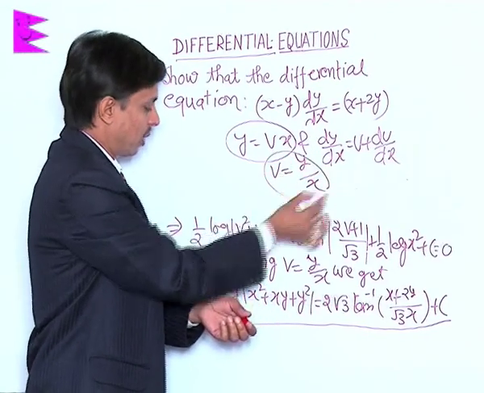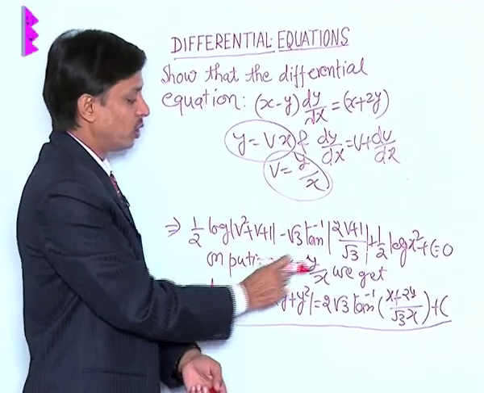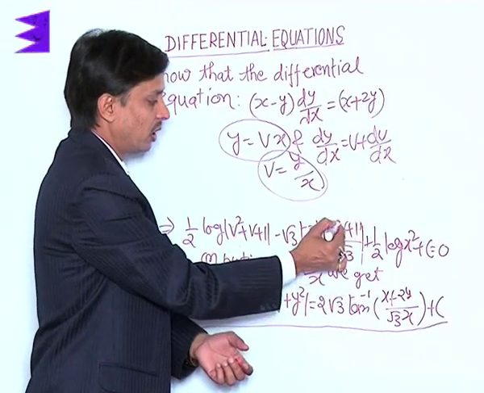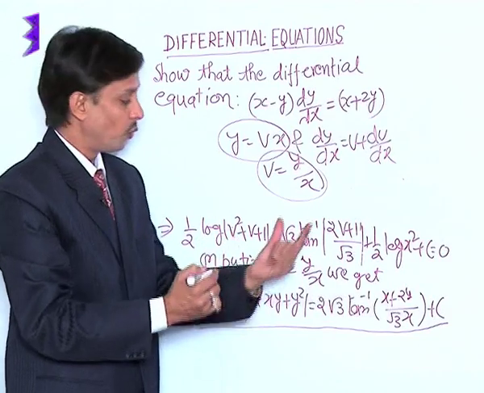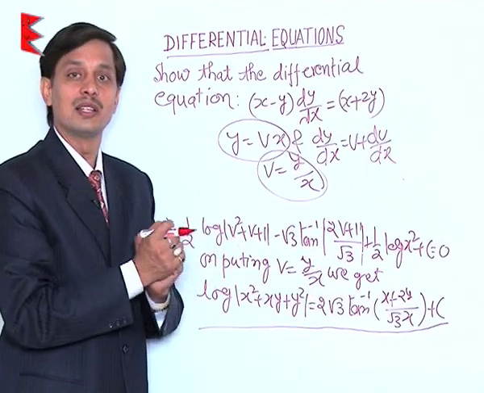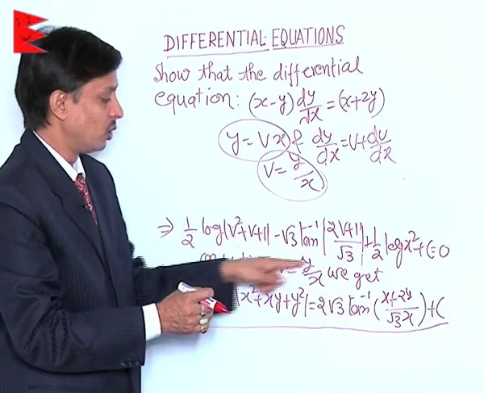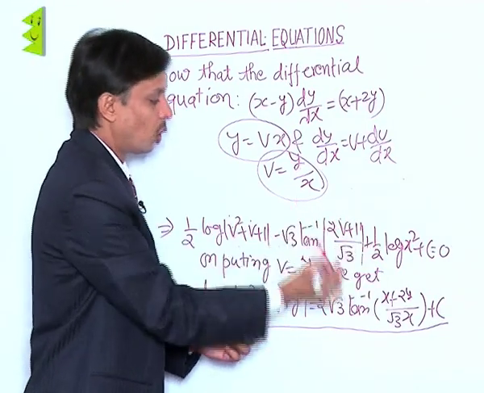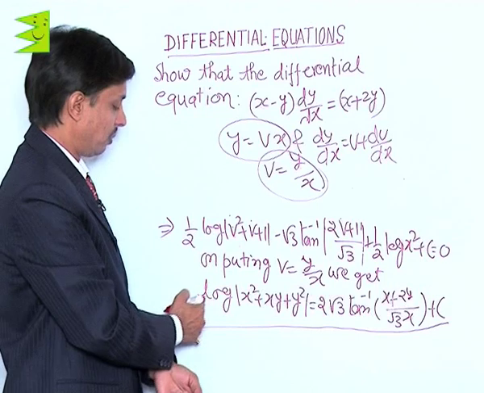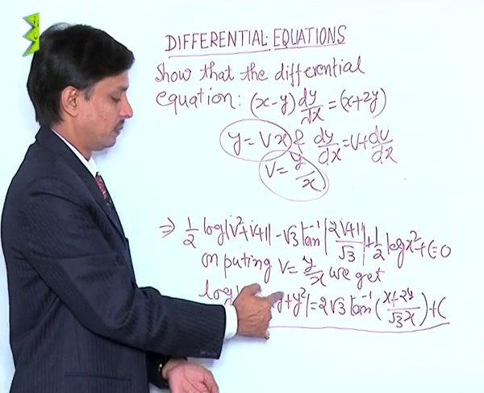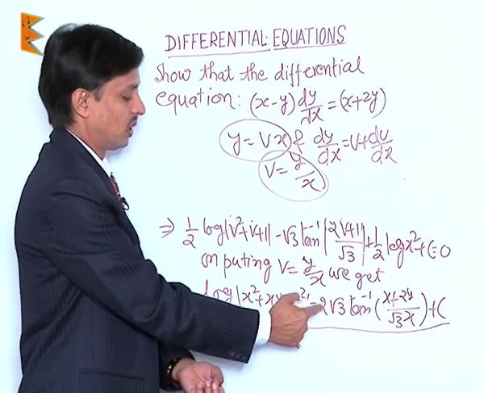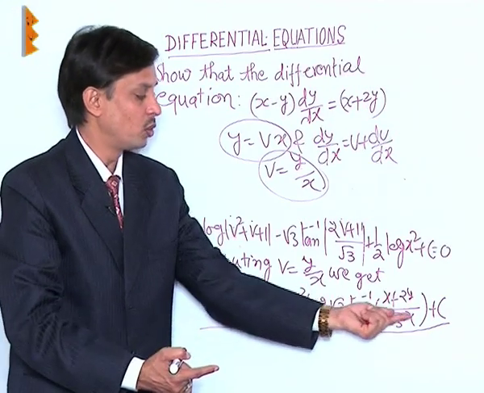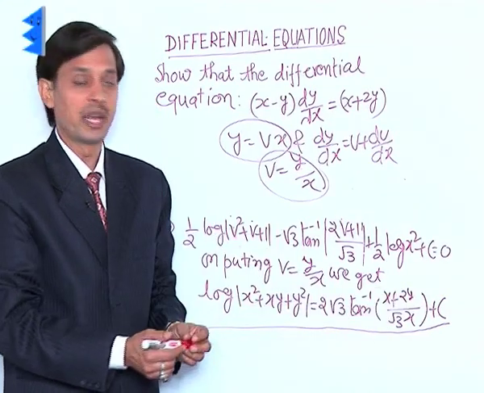So on putting v is equal to y upon x in this solved integration form, we will find the final answer of the question. If we put v is equal to y upon x here, what will be the answer? It will be log of mod of (x square plus xy plus y square) is equal to 2 root 3 tan inverse of (x plus 2y) upon root 3x, plus integrating constant c.